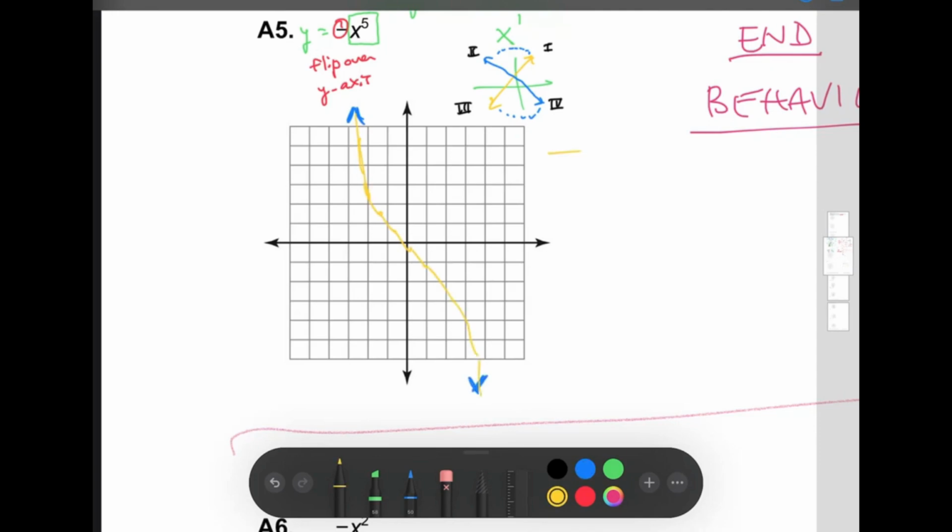How do I know that? You can make a table of values. Say if they're in 0, negative, you're going to do exponents first, so 0 to the 5th power is 0, and opposite of 0 is still 0. That's why it's still going through the origin. If you did something like 1, 1 to the 5th power is just 1, and opposite of 1 is negative 1.